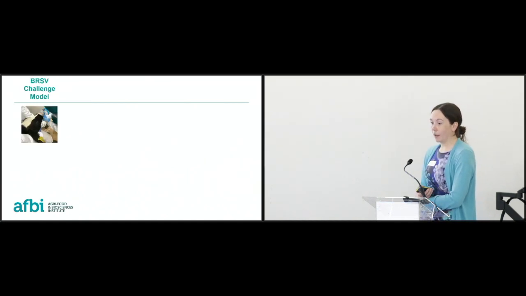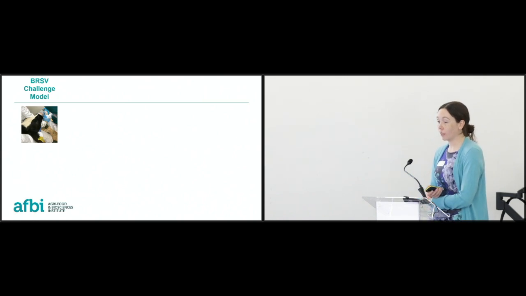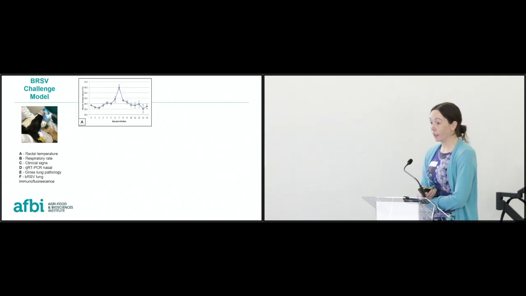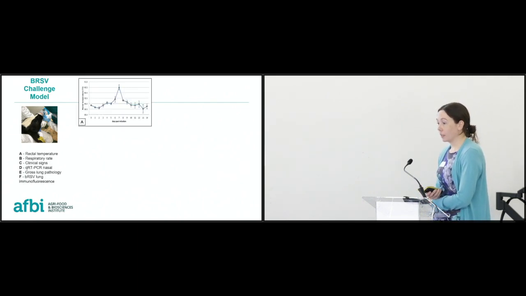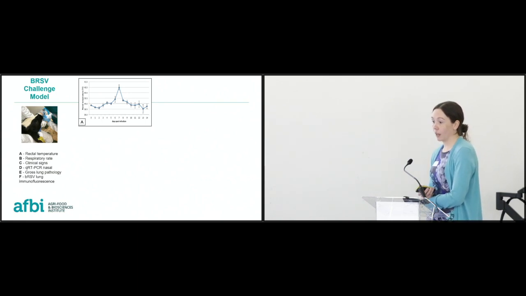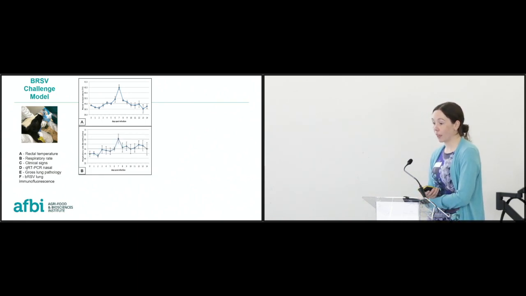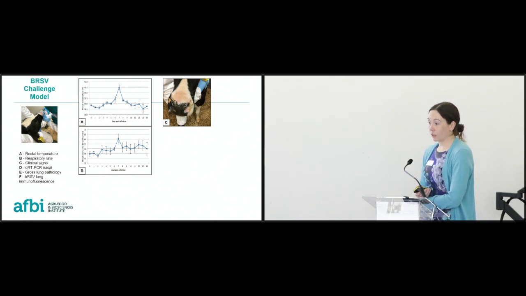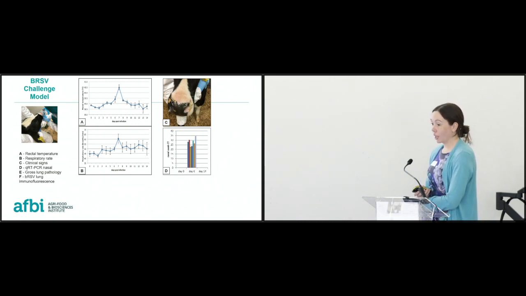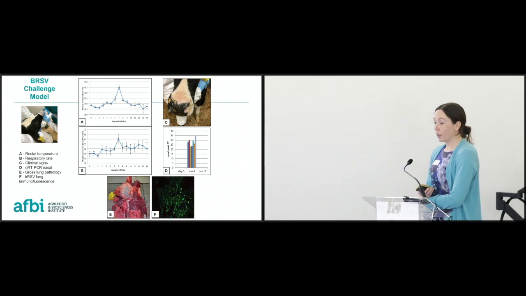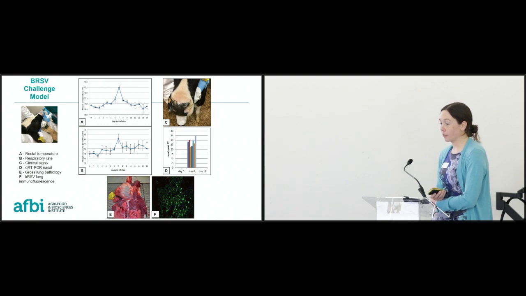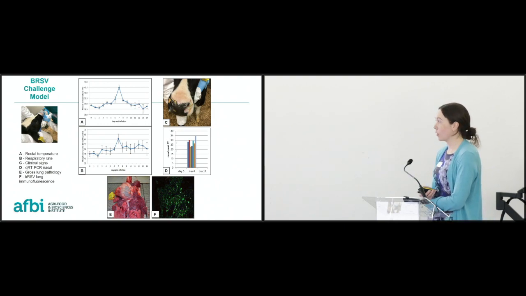So here's an example of a challenge model. This is for bovine RSV. In the case of this virus, it's administered via nebulization. And then in the days post-infection, we can measure a number of different parameters. We can look at the rectal temperature and the respiratory rate of the animals. We can measure clinical signs of disease. We can look at the virus shedding from the nasal cavity by taking nasal swabs and doing qPCR. We can look at the gross lung pathology at post-mortem, so identify any lesions or signs of disease. And we can also look at virus replication in the lungs with immunofluorescence.